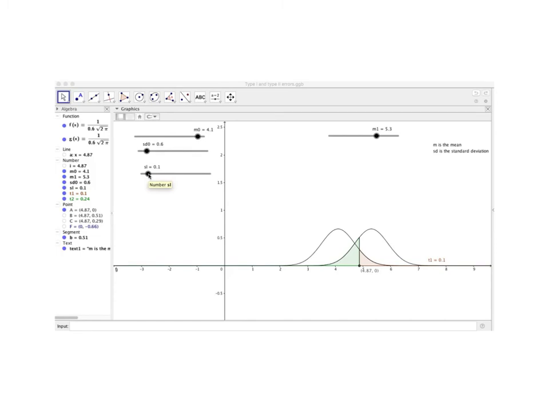Now look what happens if we change the significance level. When we make it higher, type 1 error increases and type 2 decreases. When I do the other way around and the significance level becomes smaller, type 1 decreases and type 2 increases. So the two of them are related. Now we'll see what happens if we change the mean, so what happens if the true distribution has a higher or a lower mean.